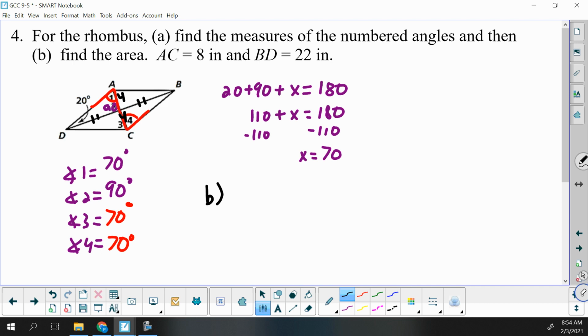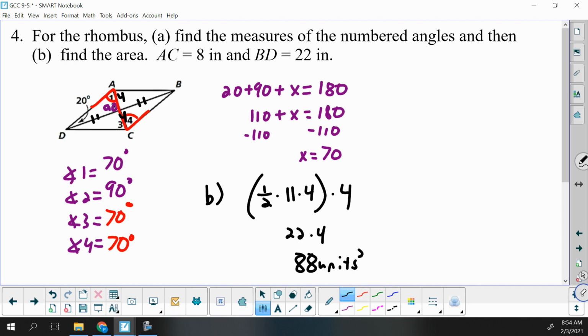Well, all those triangles have the same measures for sides. So we can do an area of a triangle, which is 1/2 base times height, so 11 times 4. And then we can take that and multiply it by 4 because there's 4 triangles. Well, 1/2 times 4 is 2. 2 times 11 is 22. So this is 22 times 4, which is 88. And it's an area, so we would have units squared.